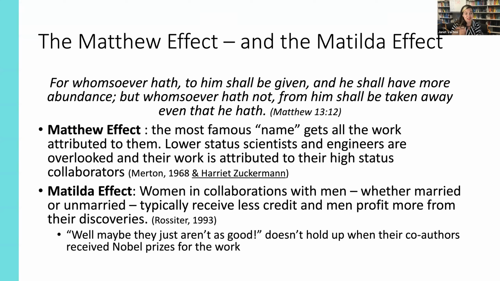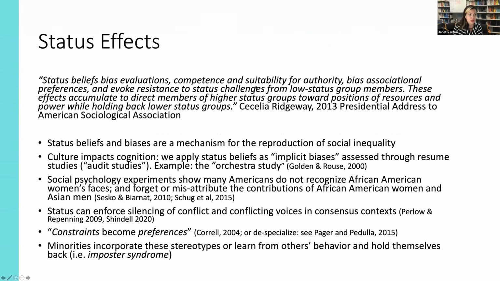But what was interesting is this even applies to the Matthew effect itself, because the person who did all the work on the Matthew effect paper was Harriet Zuckerman, who was married to Robert Merton, the more famous sociologist in the field. So the Matthew effect and the Matilda effect are what we call status effects, and status effects are well studied in sociology. Cecilia Ridgway, who was president of the American Sociological Association, is a professor at Stanford, talks about how status operates in society as a way of doing social sorting.